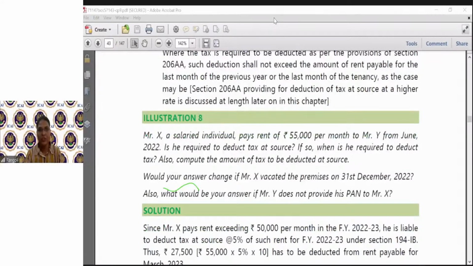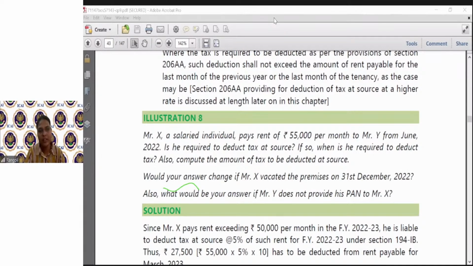Let us discuss illustration number 8. Mr. X, a salaried individual, pays a rent of 55,000 per month to Mr. Y from June 2022. Is he required to deduct tax at source? If so, when is he required to deduct tax? Also compute the amount of tax to be deducted at source. Rushita, if the property is vacant in the last month, then TDS is required to be deducted from the rent of the last month. That we'll discuss here.